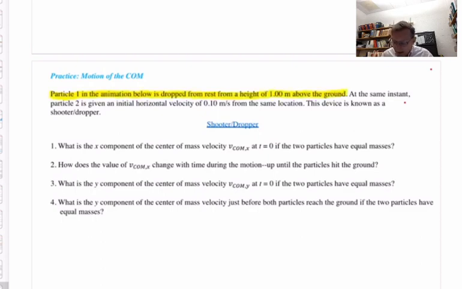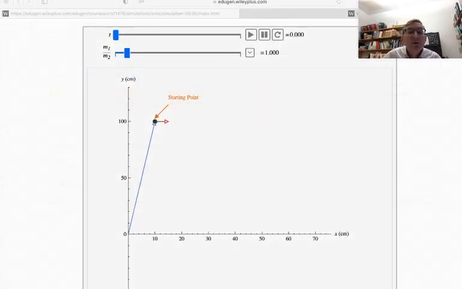At the same instant that particle 1 is dropped, particle 2 is given an initial horizontal velocity of 0.10 meters per second in the same location. We call that a shooter dropper. Okay? All right, so let me show you the Wiley Plus animation. So you can see a y-axis and an x-axis. They both happen to be scaled in centimeters. The shooter and the dropper are actually starting at the same point. You can think of one as right behind the other. I put them at x equals 10, y equals 100 to start with.